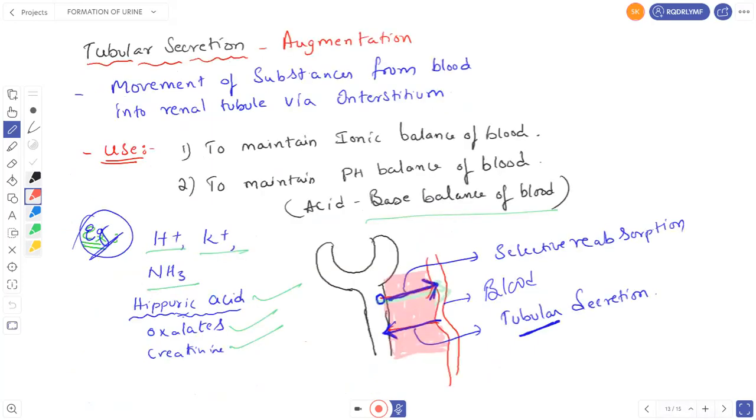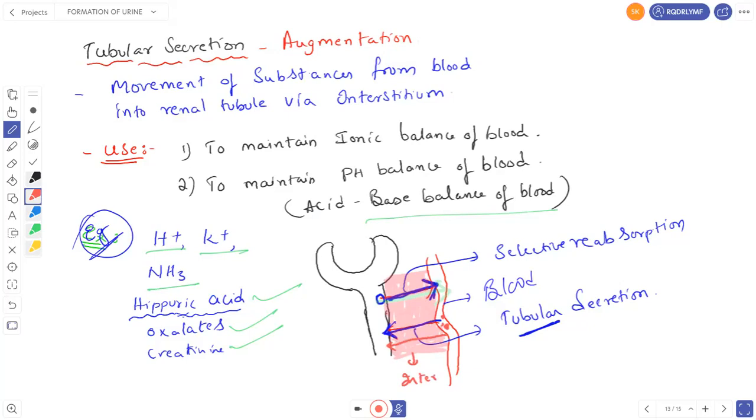Now let us go for the next one, tubular secretion. Tubular secretion is also called as augmentation. What is meant by tubular secretion? Tubular secretion means it is a movement of substances from blood into renal tubule via interstitium. So these are the substances present here. These substances are moving from blood through the interstitium into renal tubule. So this one is the interstitium. So this is called as tubular secretion.